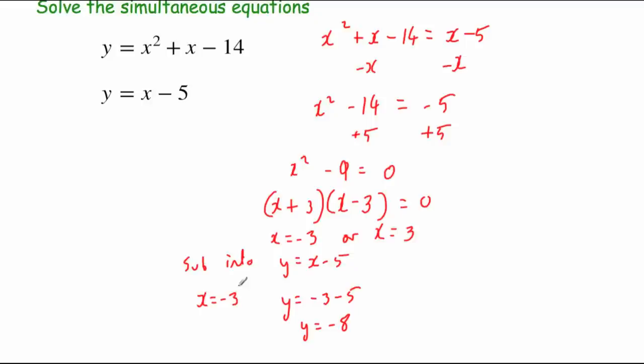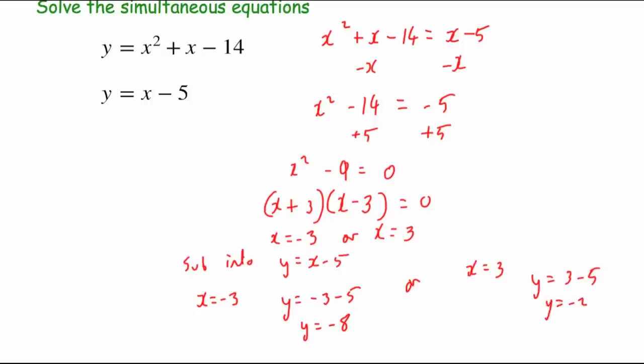So that's one pair of solutions. x can be equal to negative 3 and y would be equal to negative 8. Or let's sub in x equals 3. And that would give us y equals x minus 5. So that's going to be 3 minus 5. And 3 minus 5 is equal to negative 2, so y would be equal to negative 2. So that's another pair of solutions.